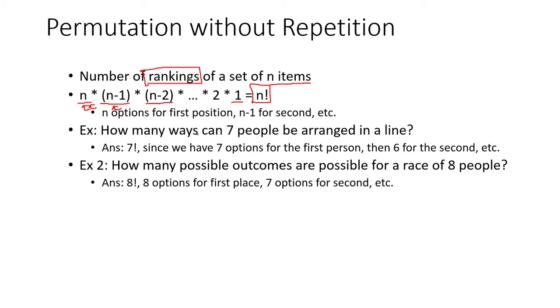So how many ways can 7 people be arranged in a line? The answer would be 7 factorial. We have 7 options for the first person, 6 for the second because 1 has already been selected for the first, and so on. Second example: how many outcomes are possible for a race of 8 people? The answer would be 8 factorial. There are 8 options for first place, 7 options for second, etc.